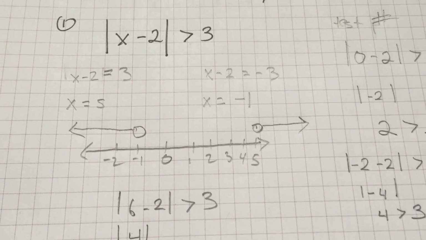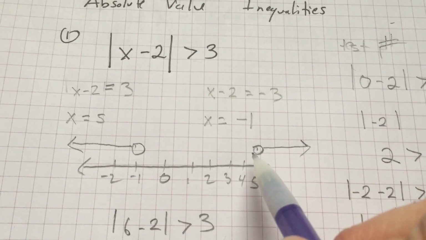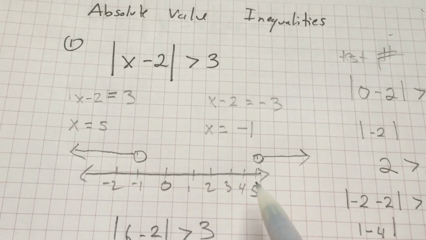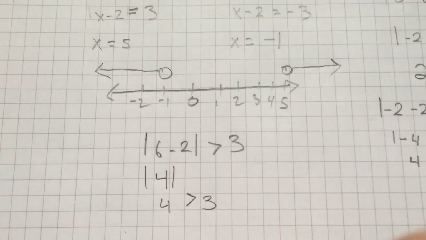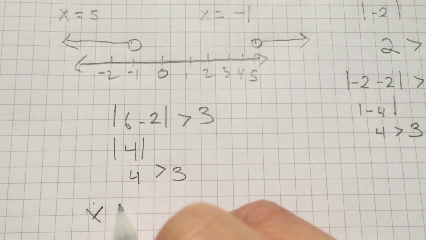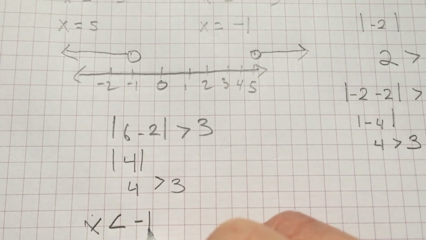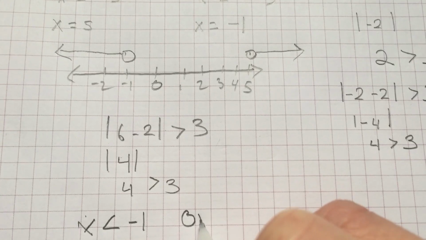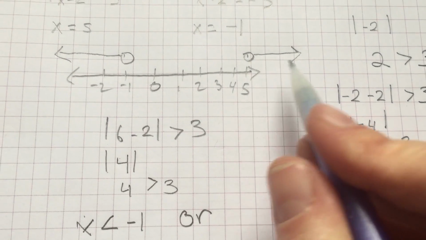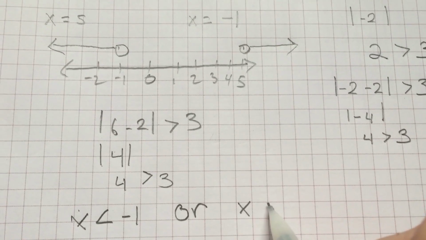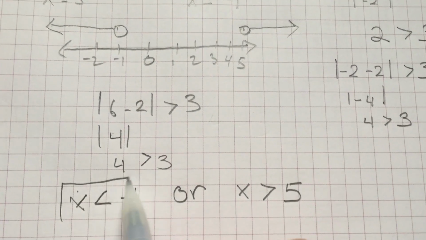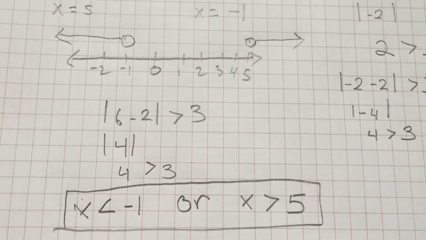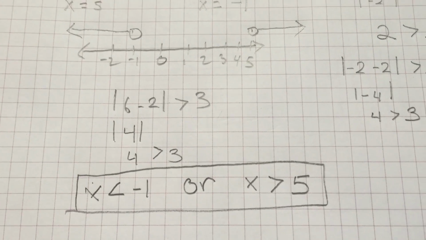I want to write my answer in regards to this. So basically, I know that my numbers are going to be less than negative 1. So I'm going to say x has to be less than negative 1, or the numbers have to be larger than 5. So x is greater than 5. All right, so this is an or statement.